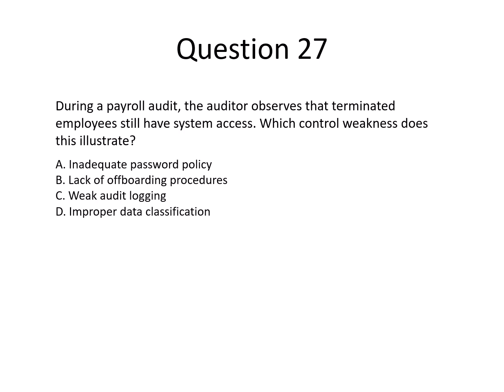Question 27. During a payroll audit, the auditor observes that terminated employees still have system access. Which control weakness does this illustrate? A. Inadequate password policy. B. Lack of offboarding procedures. C. Weak audit logging. D. Improper data classification. The correct answer is B. Lack of offboarding procedures.